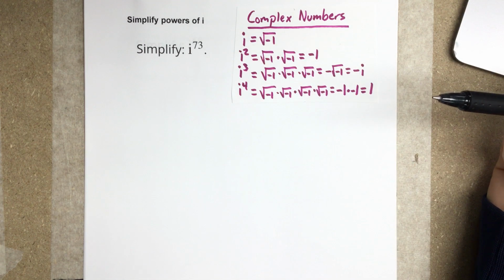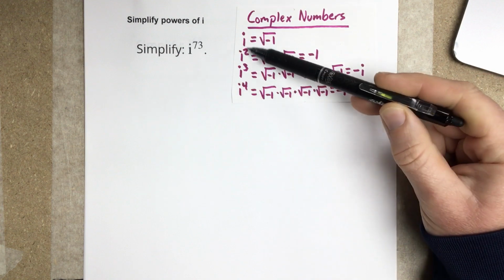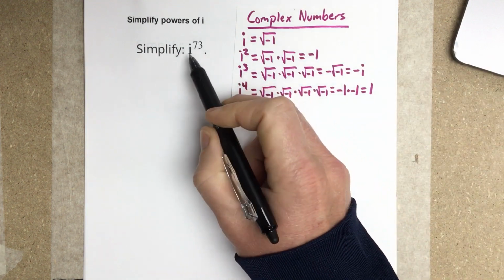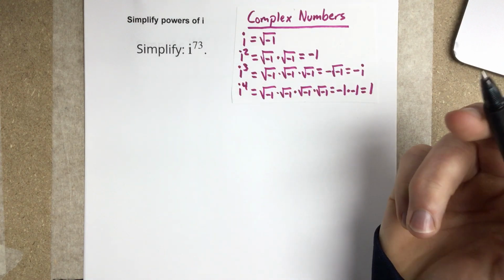versions of i being multiplied by itself. Right? We have i squared, i cubed, and i to the 4th. So there's 4 of them. So we want to figure out a value for the exponent that is divisible by 4.